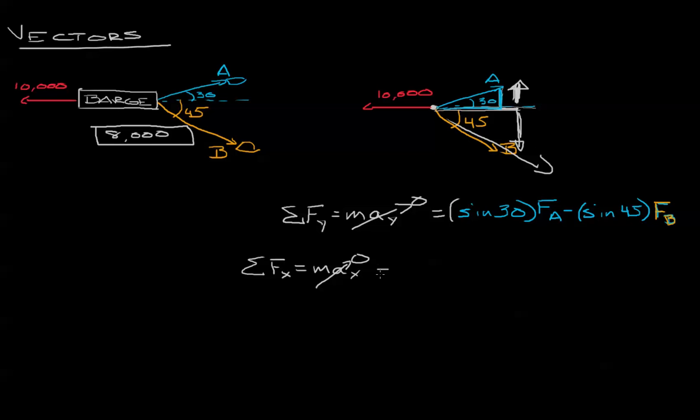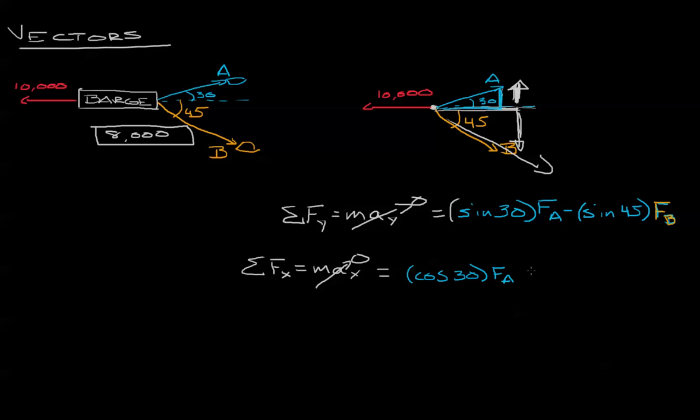Well, let's see what is going on in the horizontal direction from our free body diagram. Well, we have some contribution from A, and check that out, it's not all of A. It's only the horizontal component. That's all we care about. So that's going to be the cosine of 30 times force A. That's the horizontal component of A.